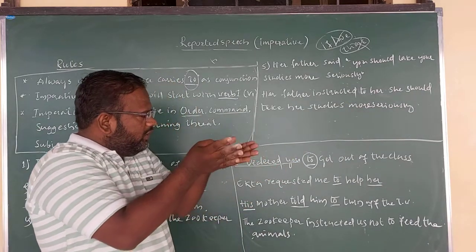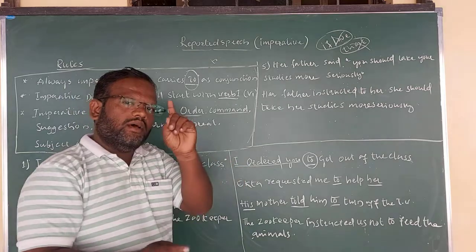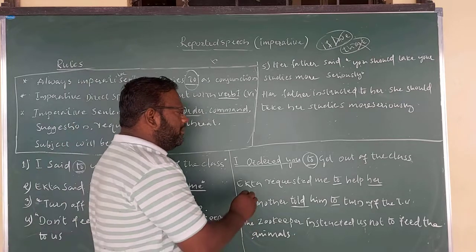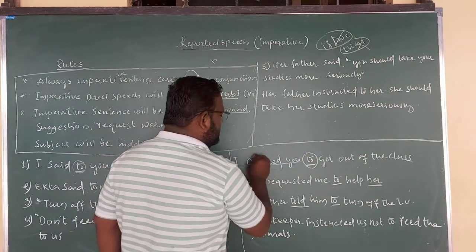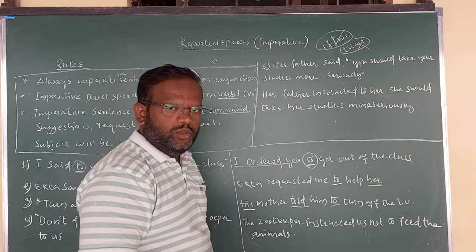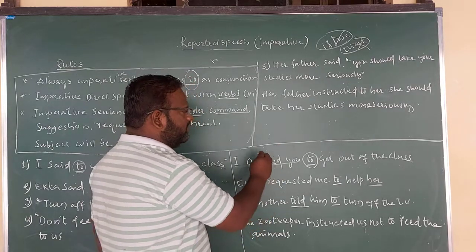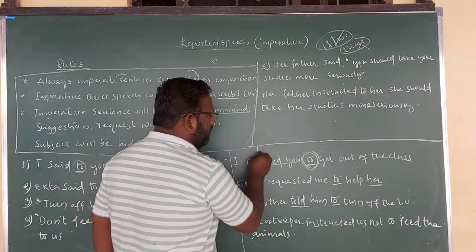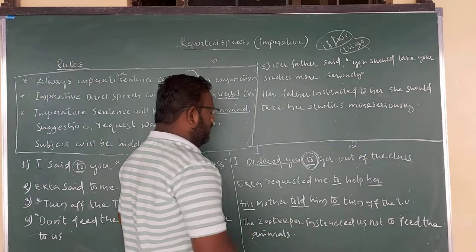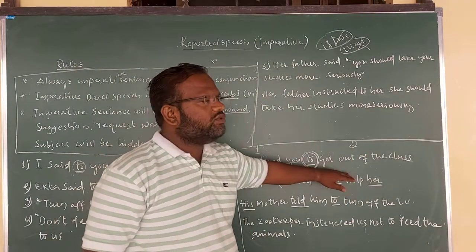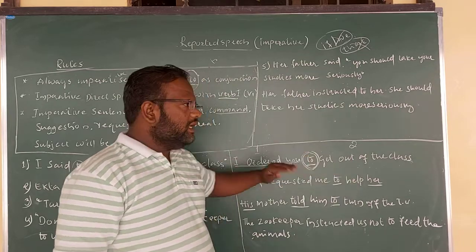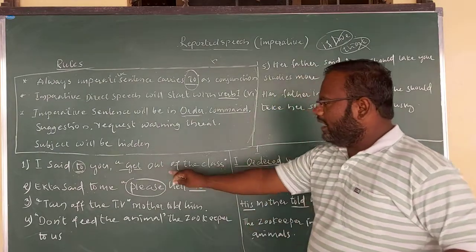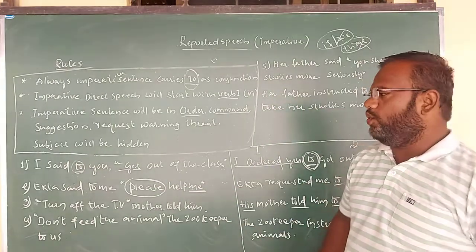So the two different sentences we need to bring under one platform. For bringing these two different sentences under one platform, we have to use a conjunction. So the conjunction for these two sentences will be "to", joining sentence number 1 and sentence number 2. I ordered you to get out of the class. It is in the indirect speech. Hope you are understanding the things. So let's go towards example number 2.